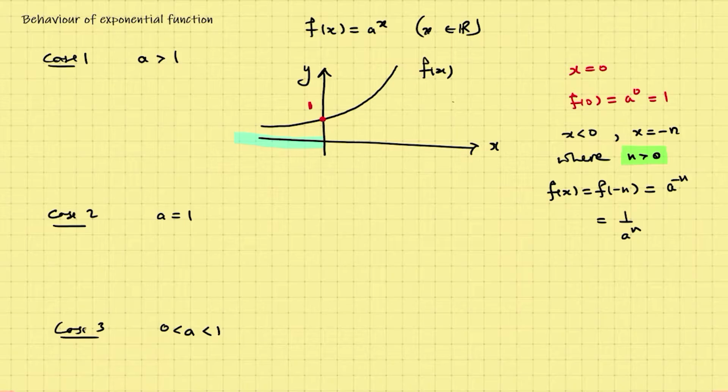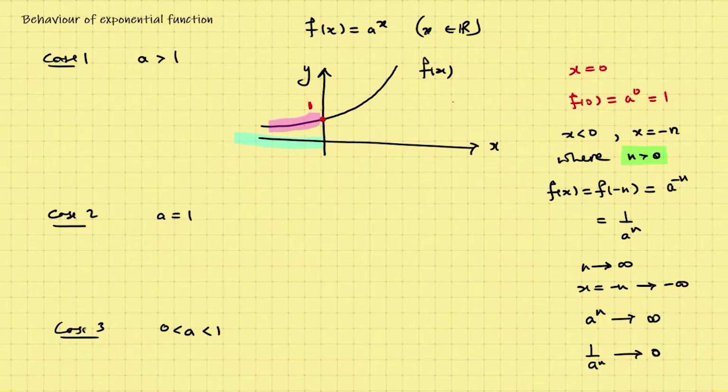Well, as n gets larger, x, which is negative n, goes to negative infinity. But as that happens, a to the n goes to infinity. But if a to the n goes to infinity, then 1 over a to the n better go to 0, which means that section of the curve, I should perhaps mark it explicitly, the y values are going to get closer and closer to 0, which means the graph is going to taper off and get closer and closer to the x-axis, right?